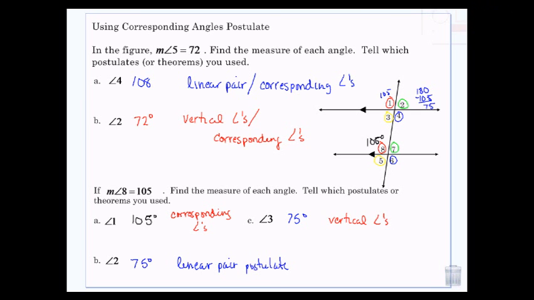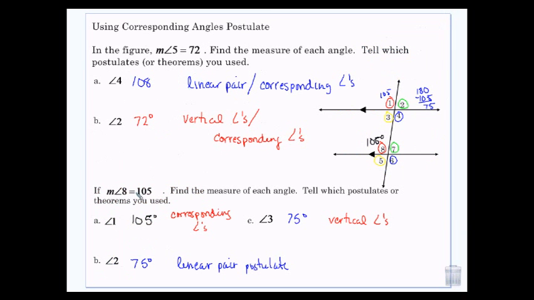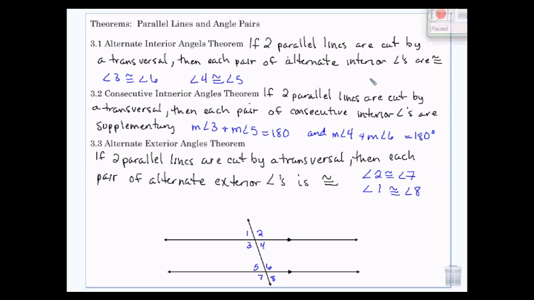Yeah. Examples lead us, so the corresponding angle postulate and taking us through these kinds of examples lead us to some actual theorems, which is that, let me write them first. Okay, so we have 3 theorems. We have alternate interior angles, alternate exterior angles, and consecutive interior.